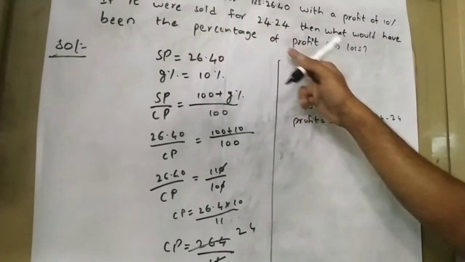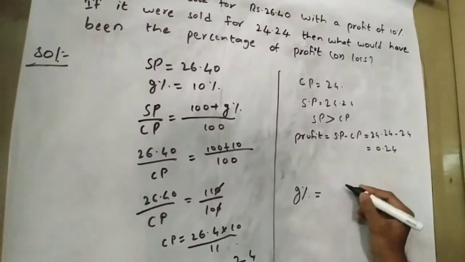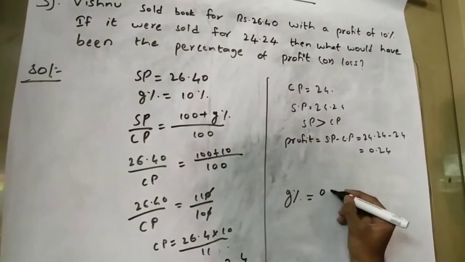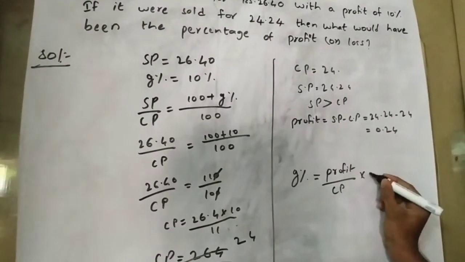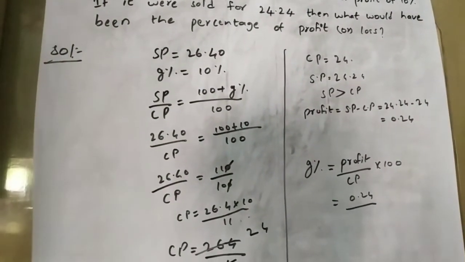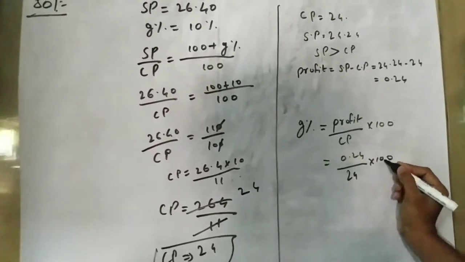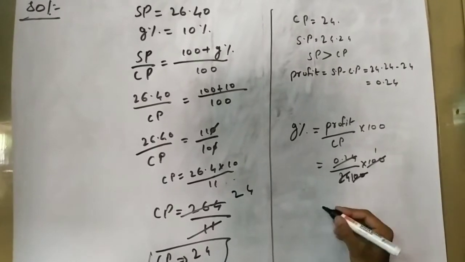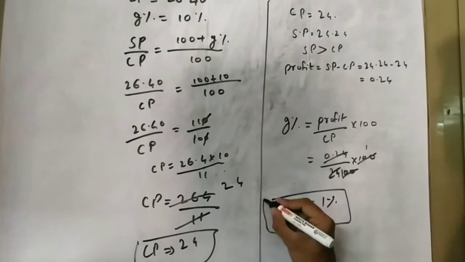And they are also asking to find the percentage of profit. That is equal to gain percent is equal to profit by CP into 100. That is equal to 0.24, and the cost price is 24, into 100. 0.24 is 100 times, and 24 ones are 24. So the gain percent is 1%.